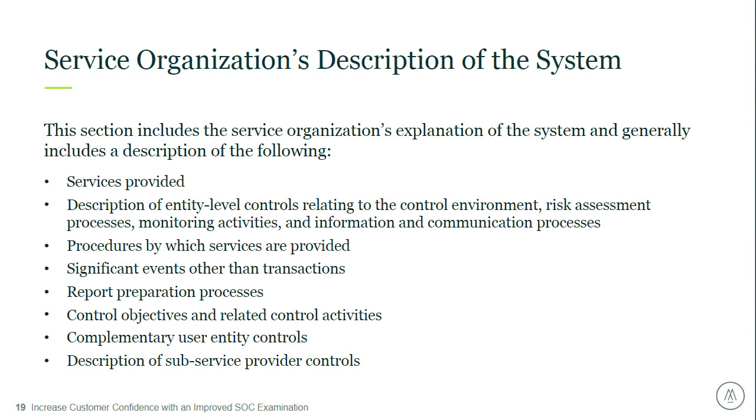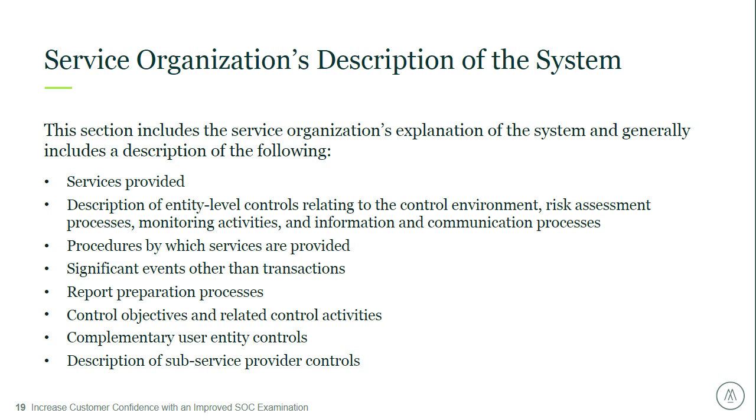So the next area that we're going to talk about is the service organization's description of the system. This is, again, just a written narrative by the service auditor of the internal processes and related controls and the control environment. It includes the services provided, a description of entity-level controls, and there's typically 4 areas that are covered: the control environment, the risk assessment processes, any monitoring activities that they do. This could be security monitoring or other types of monitoring, and then information and communication processes. This is basically how the service entity, service organization communicates internally and externally.